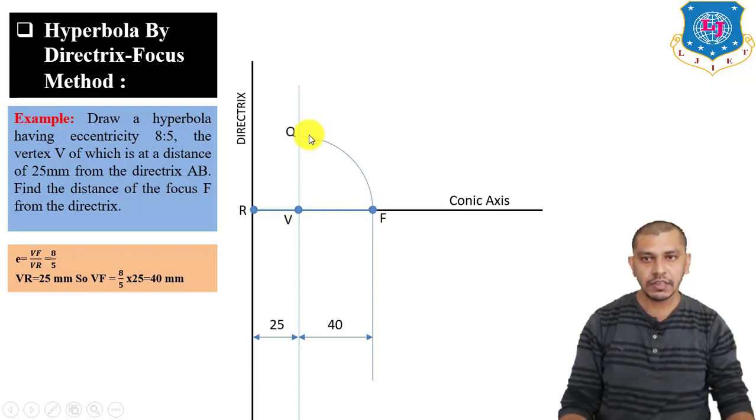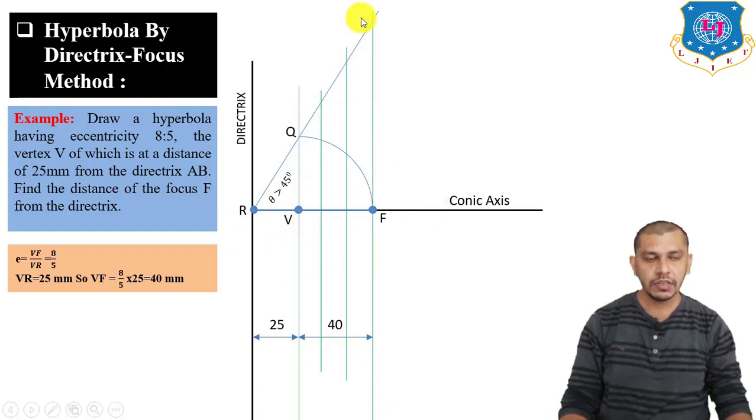Now measure VF arc length on the rounder, and with V as a center, give an arc on this line. The intersection will be point Q. Now connect this point Q to R and draw a line. The angle of this RQ line will be greater than 45 degrees for a hyperbola. After drawing this line, make divisions from V in the direction of F. So make divisions 1, 2, 3, and from the divisions draw lines perpendicular to the conic axis. The intersection points of these lines with the RQ line will be A, B, C.